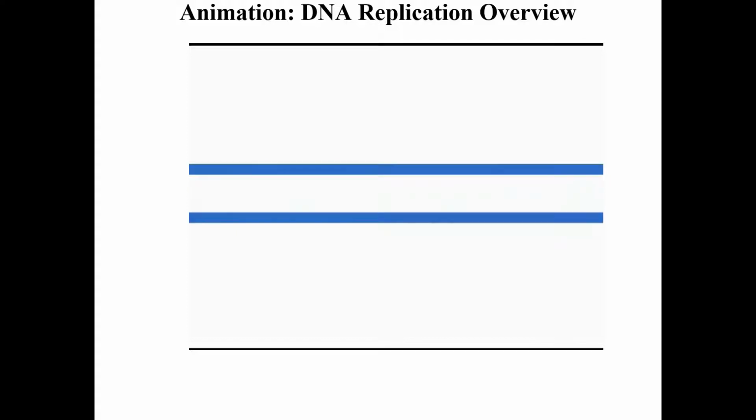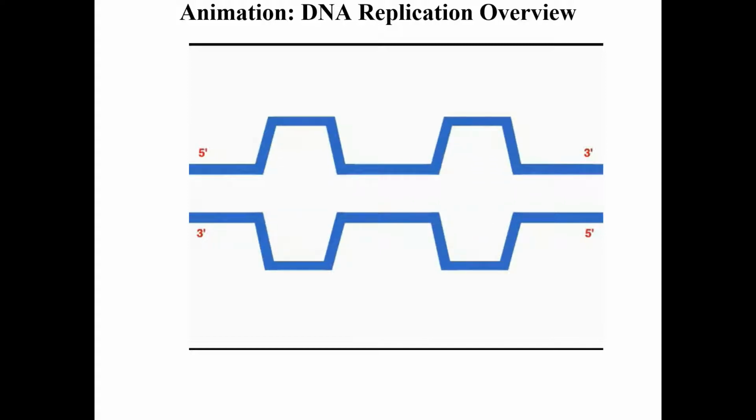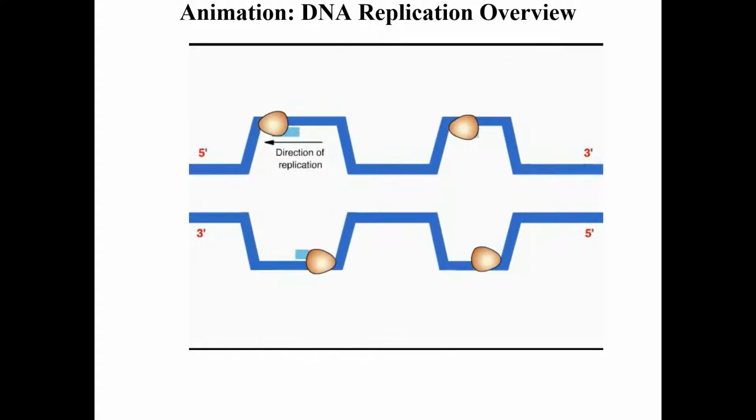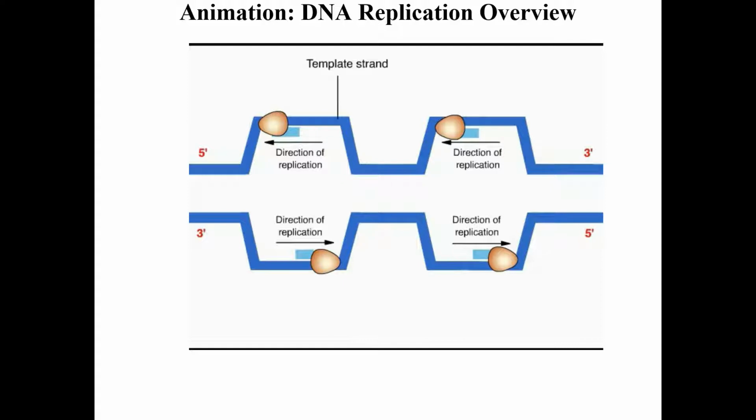For clarity, we have untwisted the double helix. Remember that each DNA strand has a 3' and 5' end, and the strands run in opposite directions. DNA replication begins at specific sites called origins of replication. Proteins attach here and separate the DNA strands, forming replication bubbles which grow in both directions. Enzymes called DNA polymerases move along the template DNA strands and catalyze the elongation of new strands.